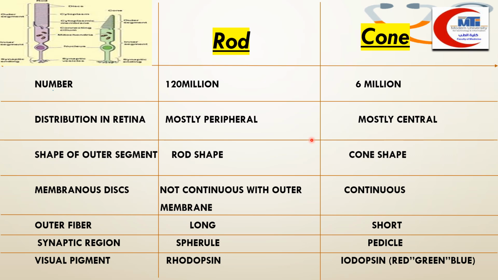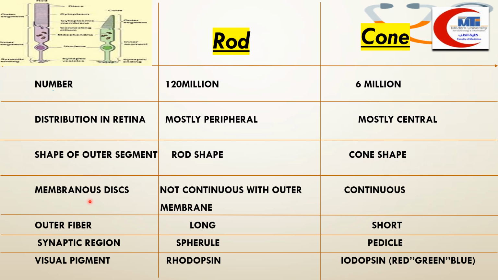Let's compare the two types of photoreceptors, rods and cones. The number of rods is about 120 million, while cones are 6 million. In distribution in the retina, the rods are mostly peripheral in position, while the cones are mostly central. As for the shape of the outer segment, the rod has a rod shape, cylindrical, while the cone has a conical shaped outer segment.